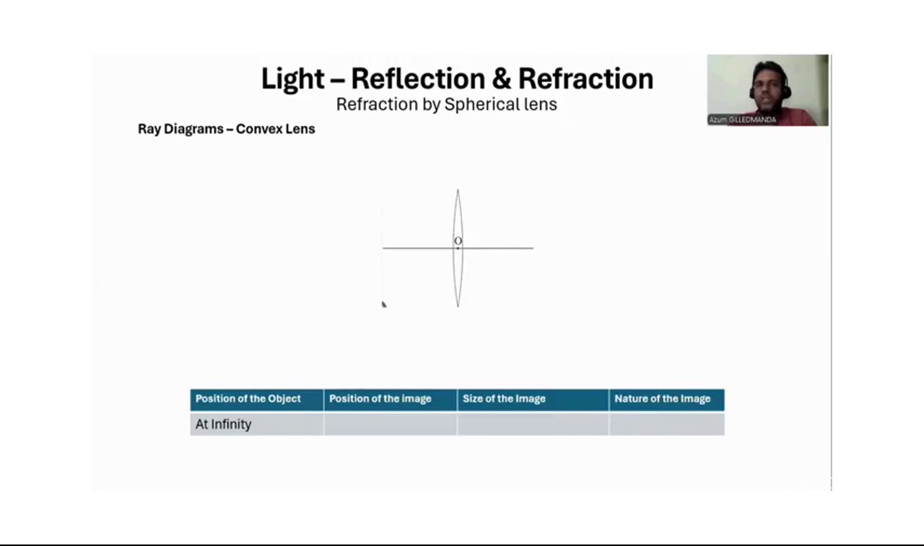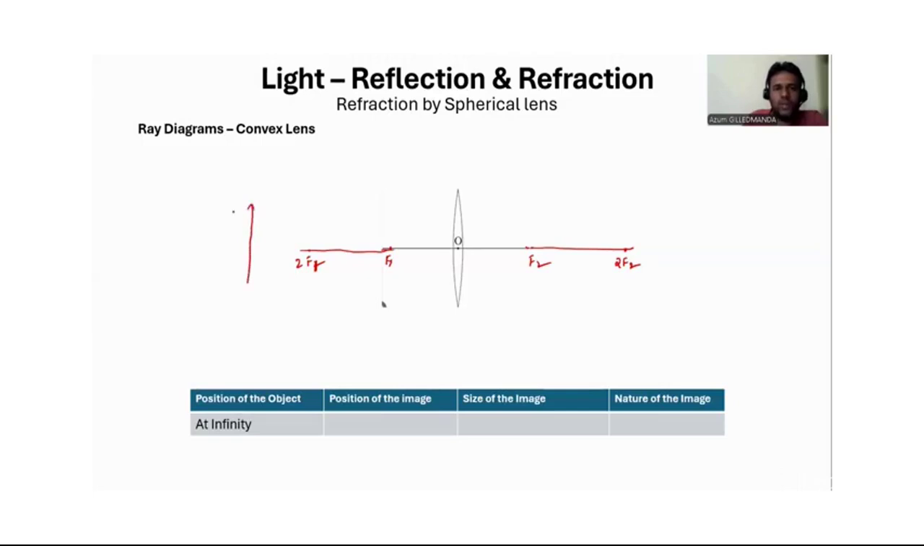So how are images formed in a convex lens? First, let's put the structure of the convex lens. We have F1 and 2F1 on one side. Sorry, this is F1 and this is 2F1, which is 2 times F1. And this is F2 and this is 2F2. These are equidistant.